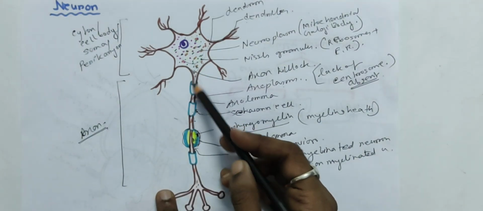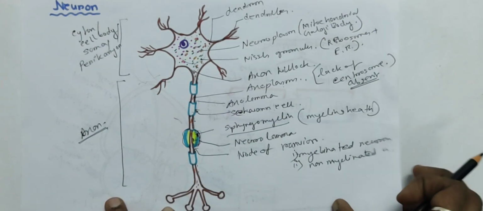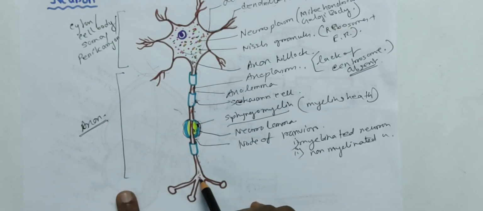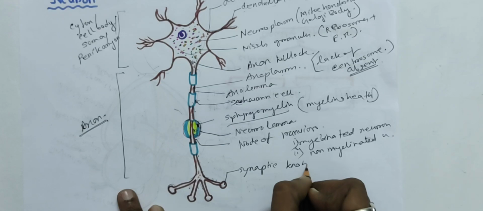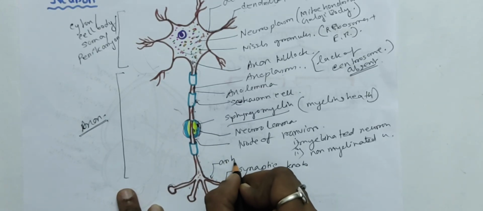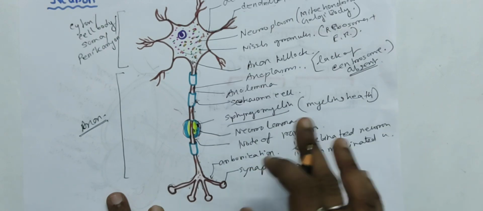Okay, so this is the axon, and at the end part of the axon, the terminal part forms arborization. They divide into branches and form the synaptic knob. At the extreme terminal position, they form a bulbous structure. This bulbous structure is called the synaptic knob, and this part is called the arborization. Now within the knob there is a vesicular structure called the synaptic vesicle. I will give the detail on the synapse.